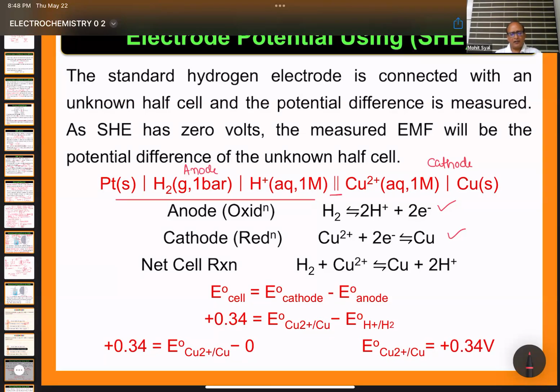Now if you try to measure the EMF of a cell, cathode minus anode, right minus left, and E naught cell that you can measure with the help of a voltmeter. That is 0.34, this is this, and this is 0. So this is how it is done experimentally. Got it?